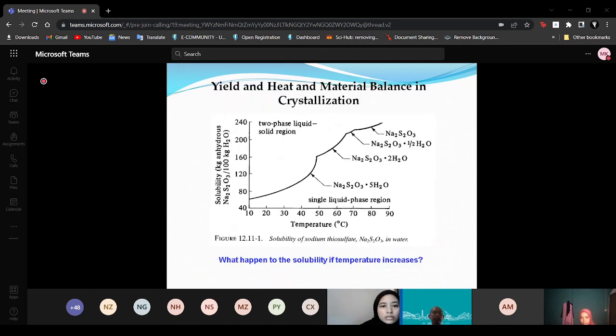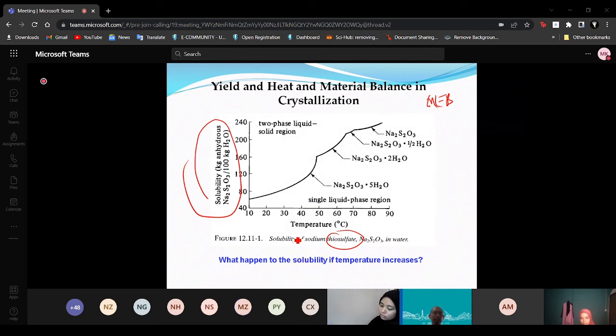Alright, now we move on to MEB, mass energy balance. You need to listen carefully to how to calculate. This is an example of solubility for sodium thiosulfate. Each material or compound has its own solubility curve. You can see here that most compounds look more or less like this, depending on their structure.